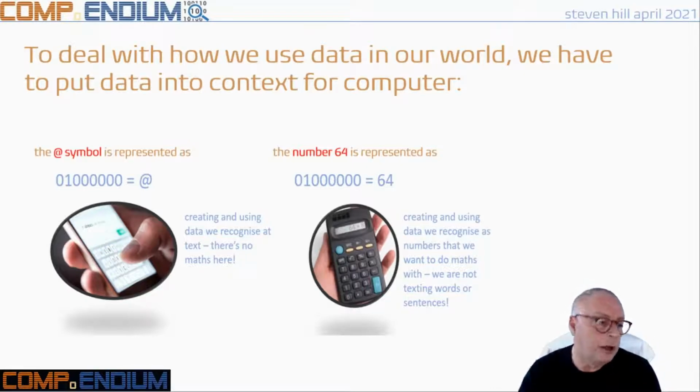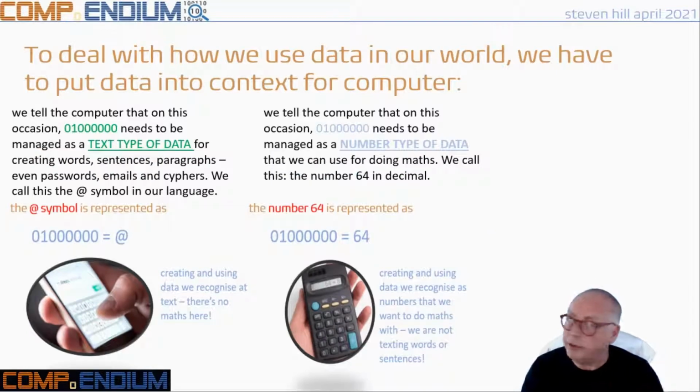How does a computer know which one of these two contexts you want it to work the data for? So what we want to be able to say to the computer is, on the left-hand side with the @ symbol, on this particular occasion, 0, 1 followed by 6 zeros needs to be managed as a text type of data for creating words, sentences, paragraphs, even passwords, emails and ciphers, or encrypted text. And we call that, as human beings, the @ symbol in our particular language. On the flip side of the coin, we might want to say to the computer, actually on this occasion, your 0, 1 followed by 6 zeros needs to be managed by you as a number type of data, so that we can do maths with that number.